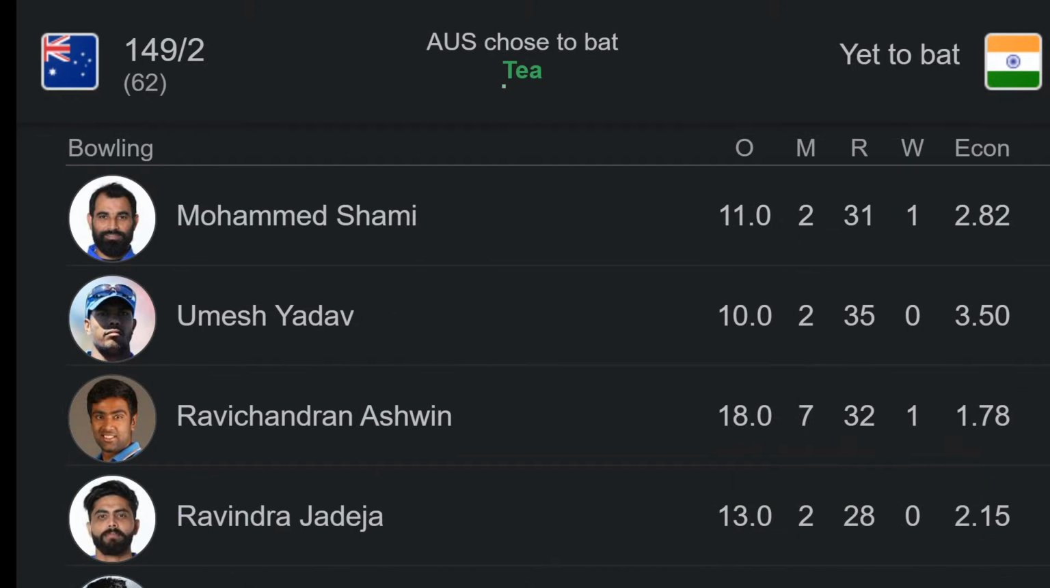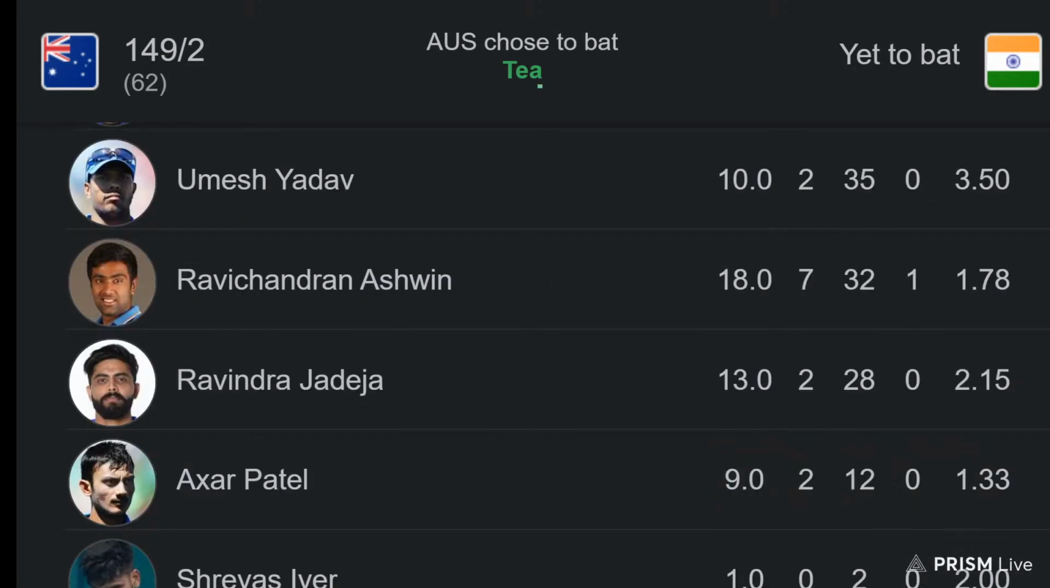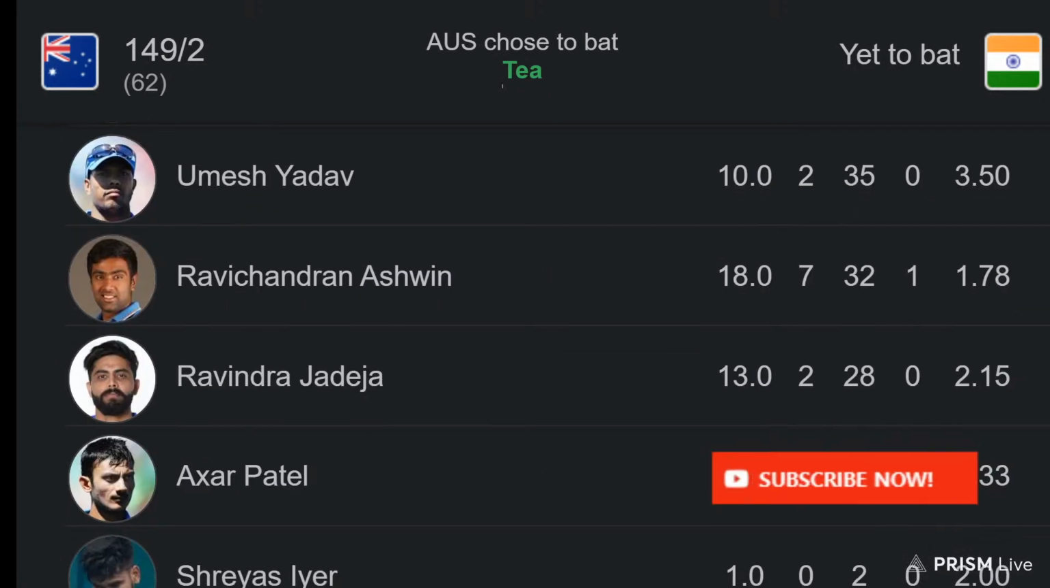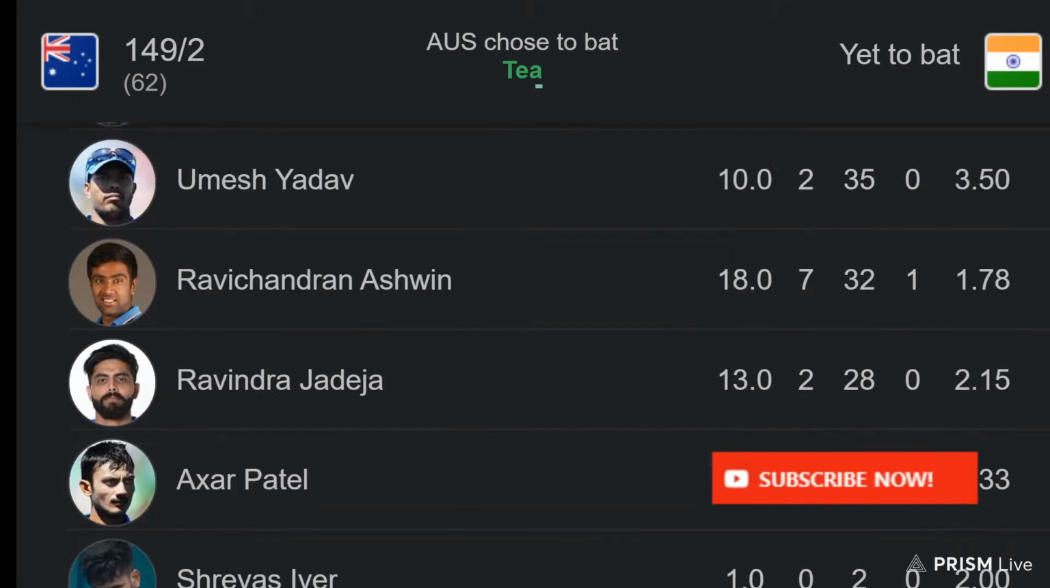The most economical bowler is Axar Patel, 9 overs, 2 maidens, 12 runs and no wicket, but he has not taken any wicket. In that case, Ravichandran Ashwin has done well. He has bowled 18 overs, 7 maidens, 32 runs and 1 wicket.